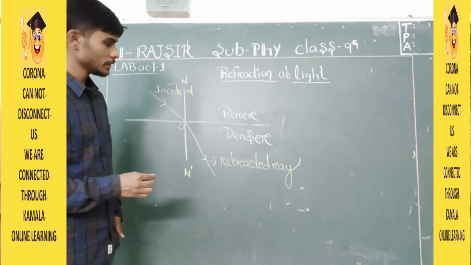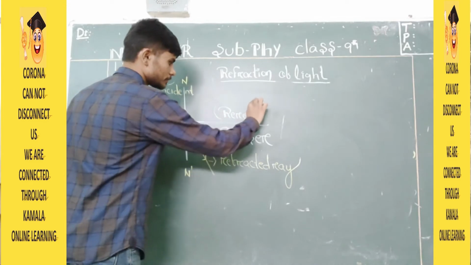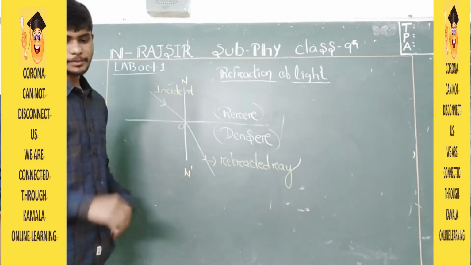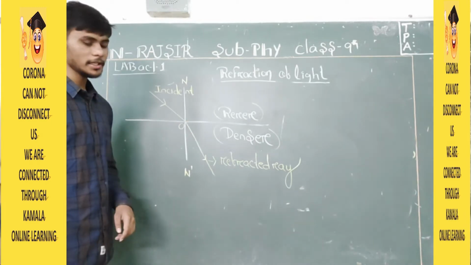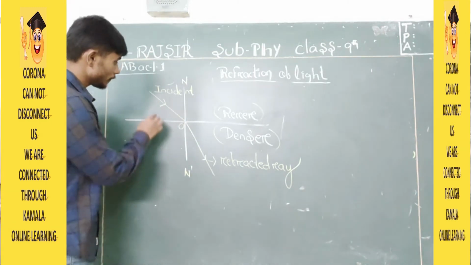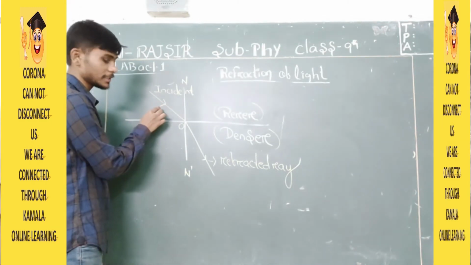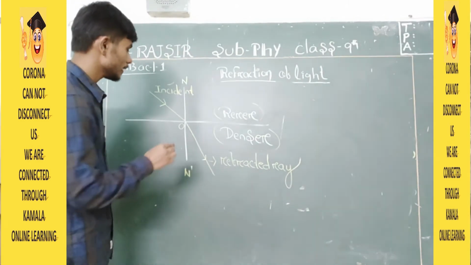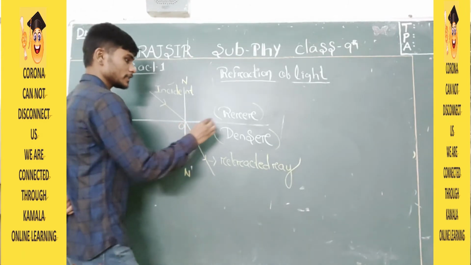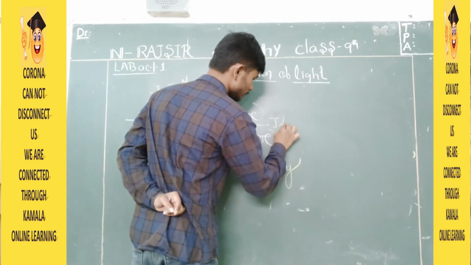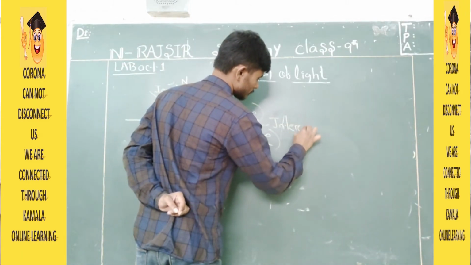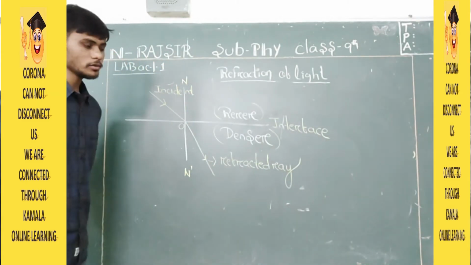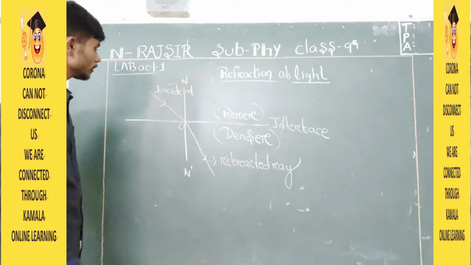What exactly is happening? This is our rarer medium. This medium is the denser medium. This medium is optically rarer, and this medium is optically denser. When this incident ray comes, this is your light ray. And what I told you, at the interface, this is called the interface now.